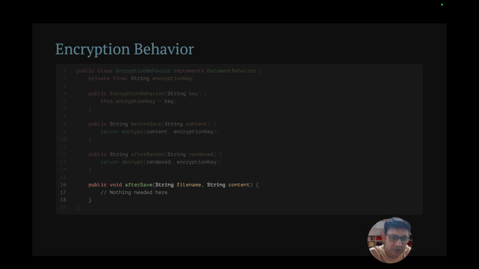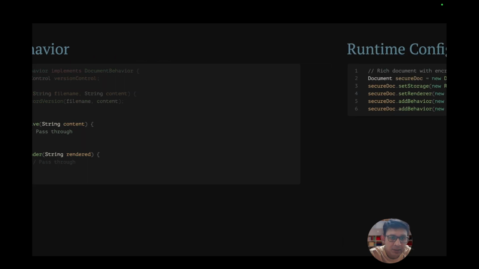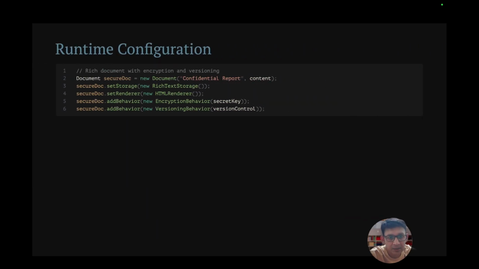Now let's also look at versioning, which will typically use these hooks differently. Versioning uses the after save hook to record each saved version. The other hooks are basically pass through. Right? This interface designing multiple hooks but allowing implementations to use only what they need is important. Each behavior can plug into the lifecycle at the points that matter for its concern.